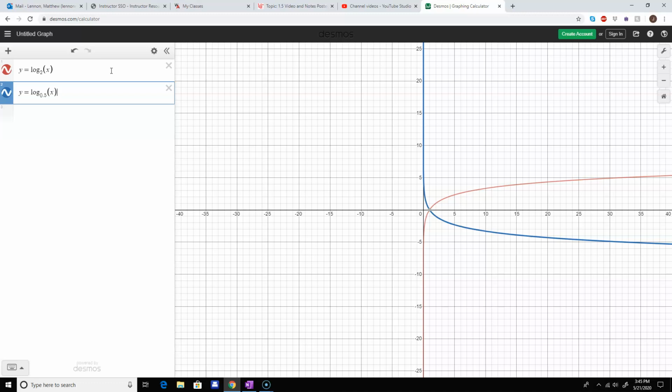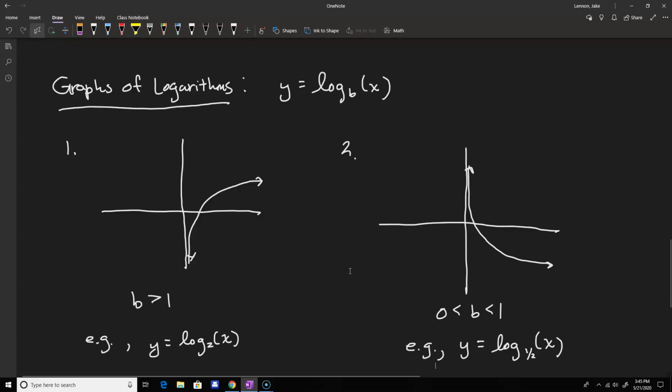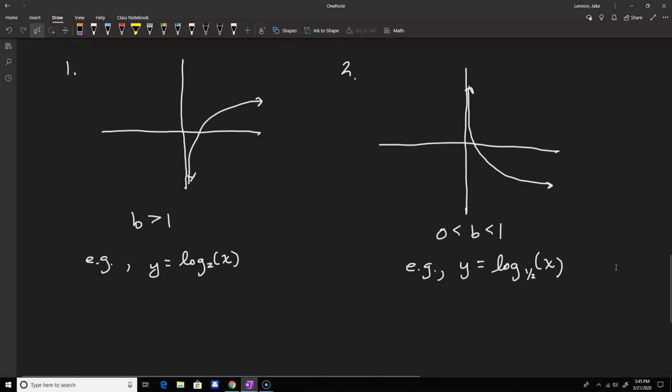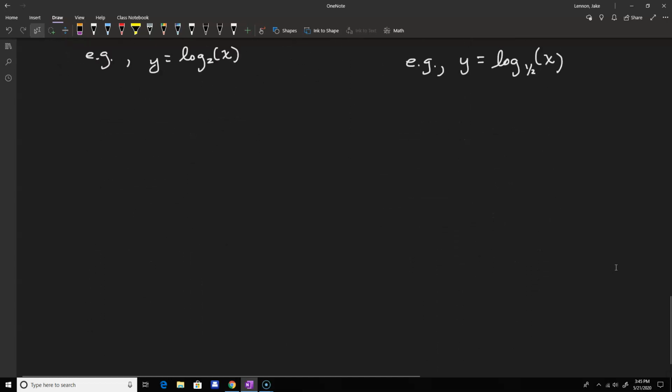Okay, so that's it for the graphs. We're not going to spend too much time there. We're going to start looking at properties, and one of the reasons these logarithms are so important for us is they allow us to solve exponential equations. So what are the properties of logarithms? They, in fact, come from the properties of exponents.